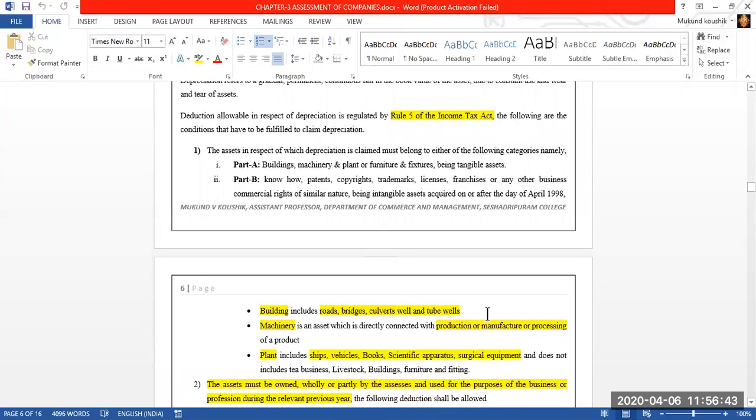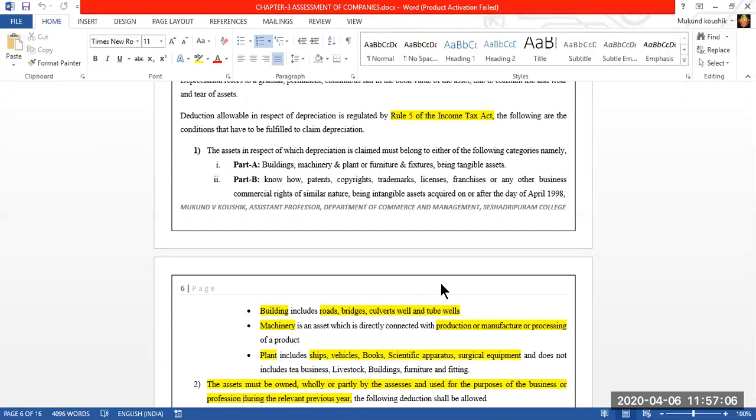Then again, they have given certain clarification when it comes to building, machinery, and plant. They are saying, according to Rule 5 of the Income Tax Act, building not only includes generally constructed buildings, but the term building also includes other things such as roads. It also includes bridges. It also includes culvert wells. The culvert wells basically are those wells which you can see in your villages.